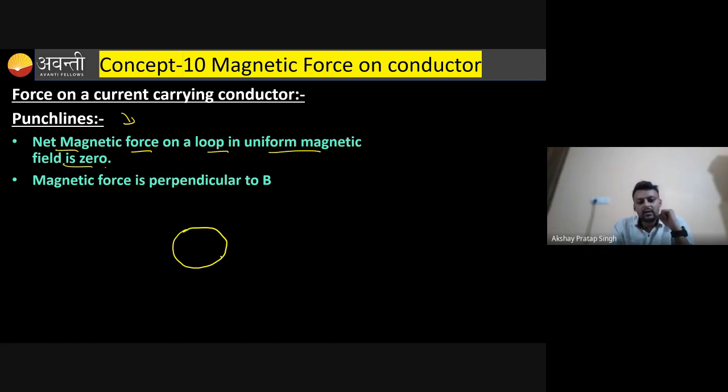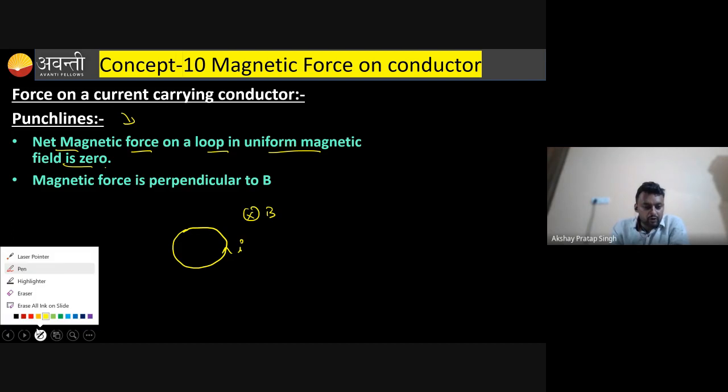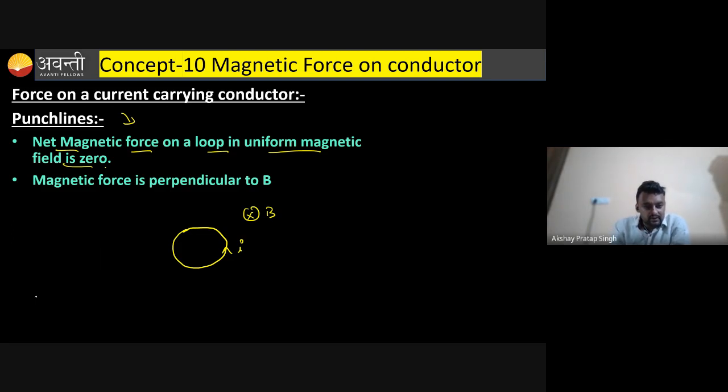There is a circular loop carrying some current, let's suppose I, placed in a uniform magnetic field B. They are asking you the magnetic force acting on this wire or on this loop. What I have told you is that the magnetic force is I L effective cross B. That's what you have learned.